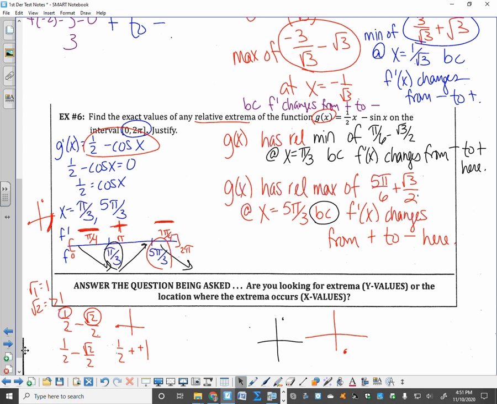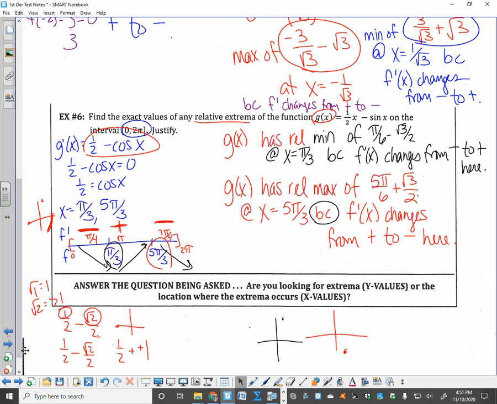That totally gets the point across. All right, super awesome. Make sure you answer the question being asked. Are you looking for the extrema, which are the y values, which is what it wanted here, or are you looking for where the extrema occurs, which is the x value? And good practice, anytime they ask for the extrema, tell them what the extrema is and tell them where it happened, because you have to have the where it happened to get the what it is. So you already have that information. Go ahead and give that to them.